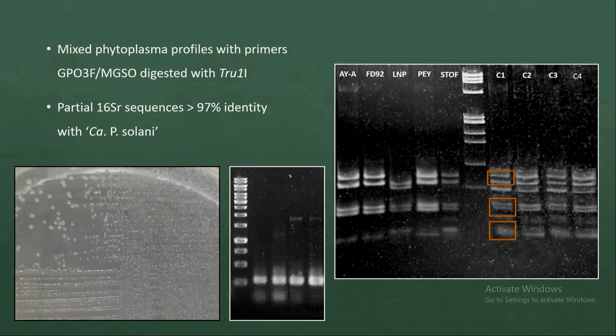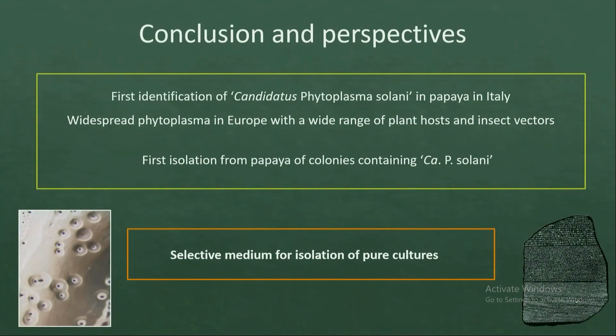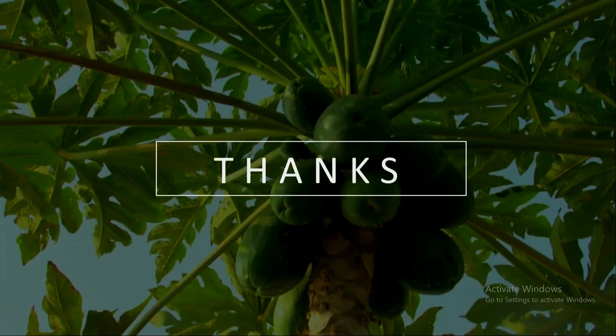Sorry, I go back to the last slide because I didn't mention that from these amplicons we also obtained short sequences that had a high level of identity with Candidatus Phytoplasma solani. So the perspective of our work will be to improve the isolation procedure and to formulate a more selective medium that could allow the isolation of phytoplasma in pure culture and maybe could allow fulfilling Koch's postulates. So thank you for your attention.